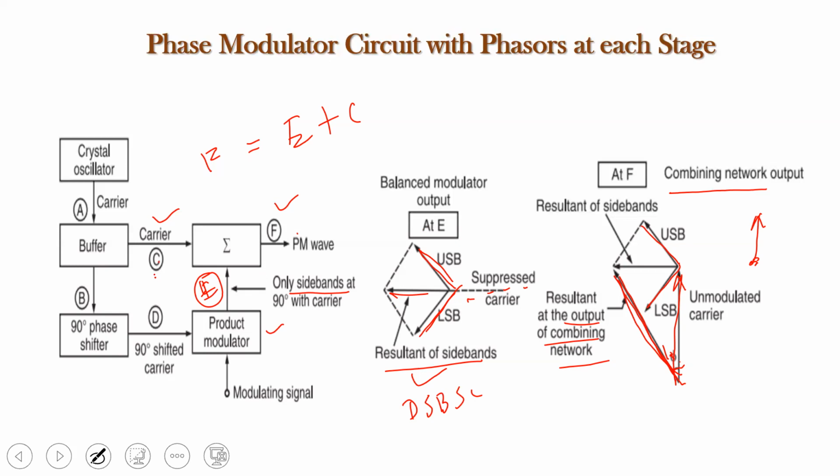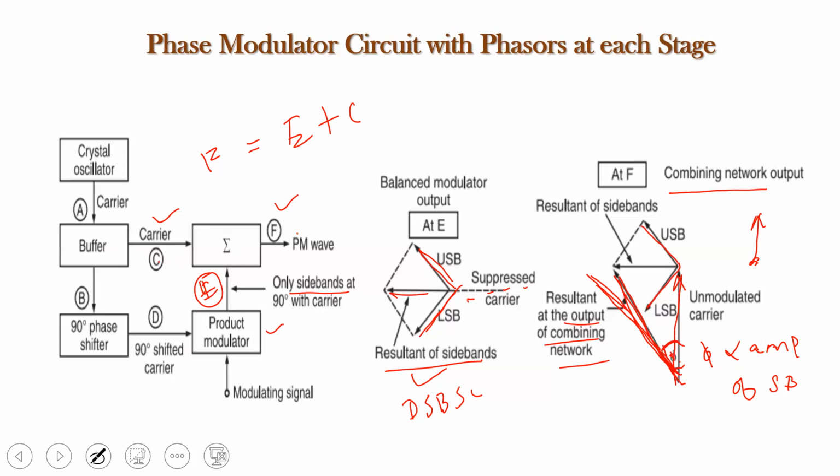Now, this phase angle phi will change based on the amplitude of the sidebands. This phase phi is directly proportional to the amplitude of the sidebands. Whenever the amplitude of the sideband increases, the resultant is going to be quite slanting like this, and there is going to be an increase in the phase angle.